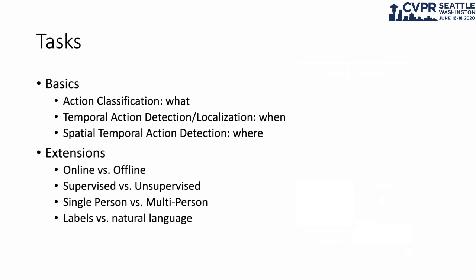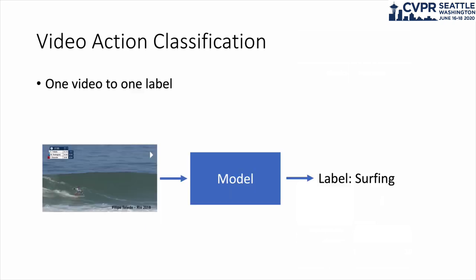Let's look at the most basic task, video action classification. This problem has a very simple definition. Given one video as input, we want to have one label as the model prediction. For example, here we have seen the person surfing in the video. By having our models look at this video, we want the model to predict the label surfing. So this is the definition of video action classification. That is, one video as input and one categorical label as output.